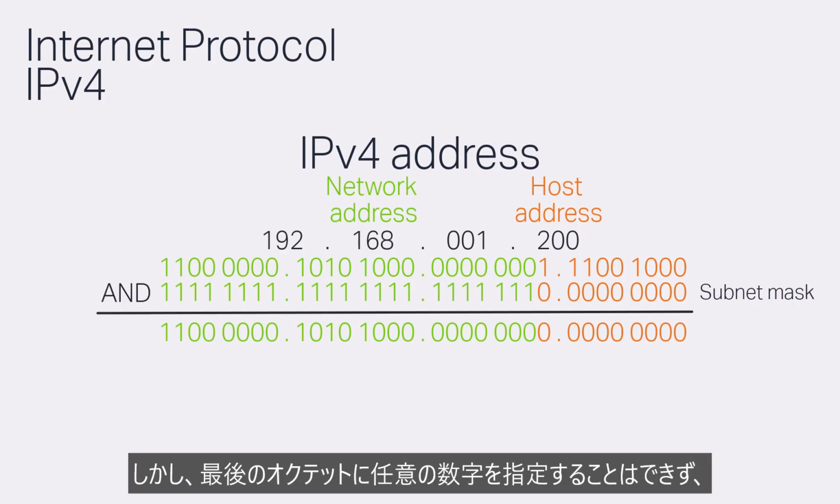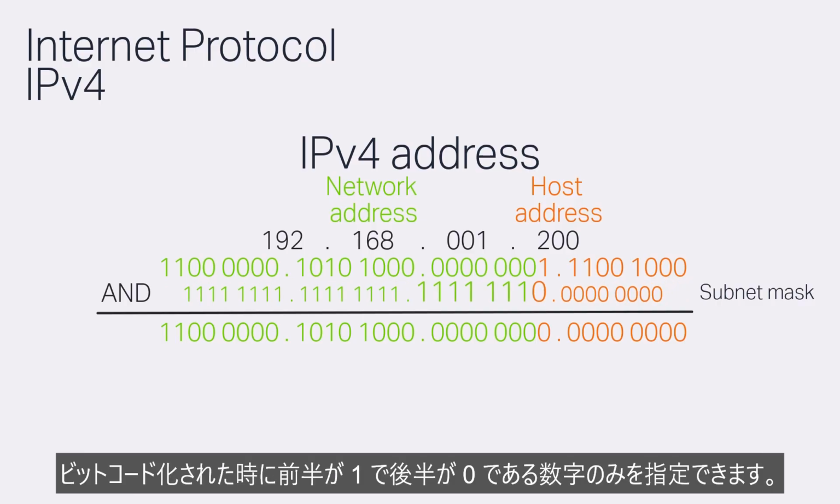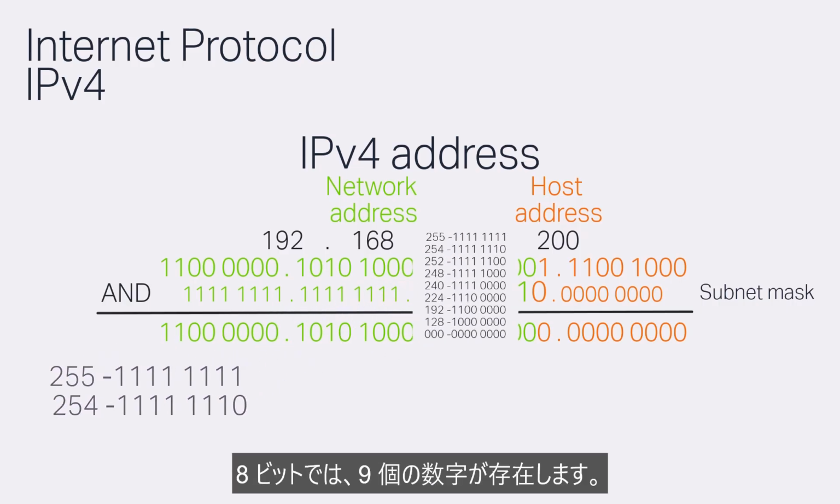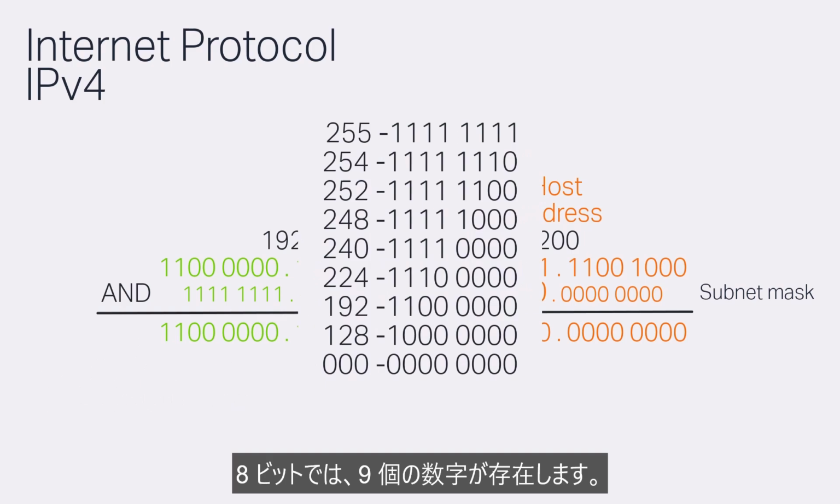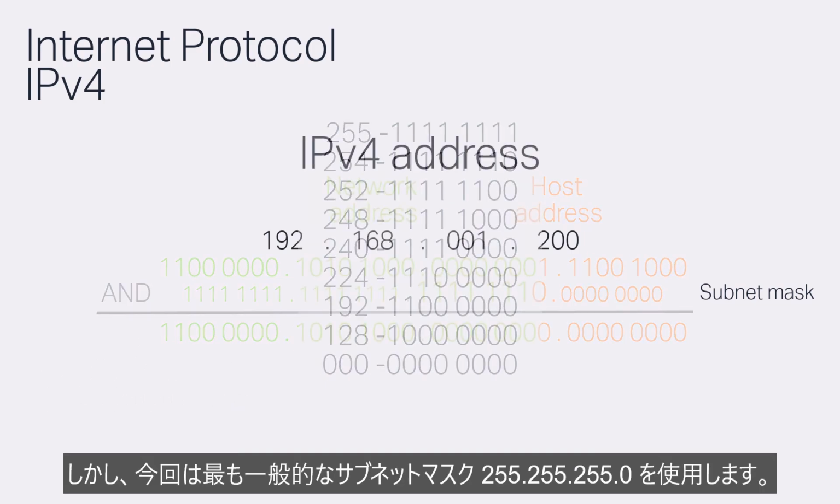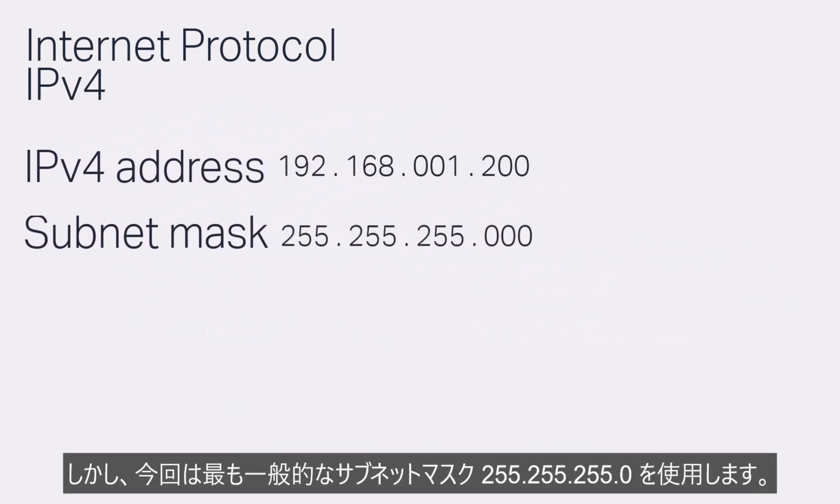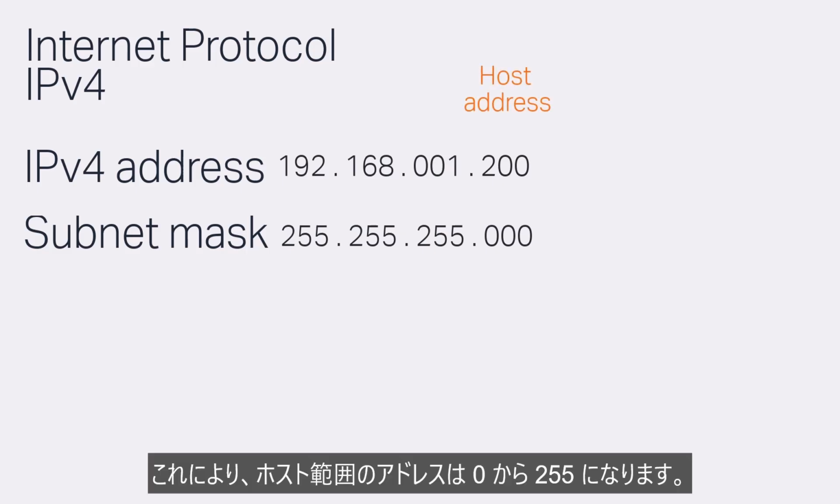However, this also means that we cannot specify just any number in the last octet of the subnet mask, but only numbers where the front part consists of ones and the back part consists of zeros when bit-coded. With 8 bits, there are exactly 9 numbers. But we will stick with the very popular subnet mask of 3 times 255.0. This leaves the addresses from 0 to 255 for the host range.